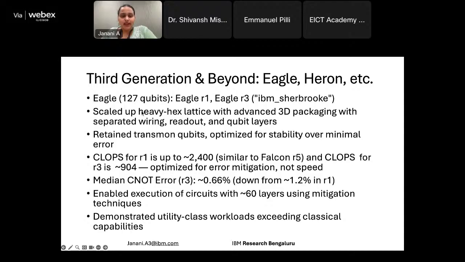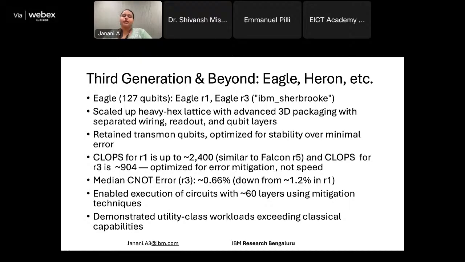But you have a scaled up heavy hex lattice here with advanced three-dimensional packaging with separated wiring, readout, and qubit layers. And these are fixed-frequency transmon qubits, which have been optimized for stability over minimal error. Then you have CLOPS here, up to 2400, and for R3 it is around 9904, which is optimized for error mitigation, not speed, which is why you see a bit of decrease. And then the median CNOT error has also gone down, and this has also enabled execution of circuits with up to 60 layers using mitigation techniques. This has demonstrated utility class workloads exceeding classical capabilities.